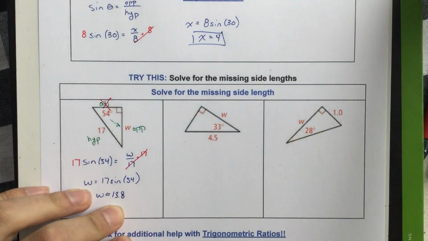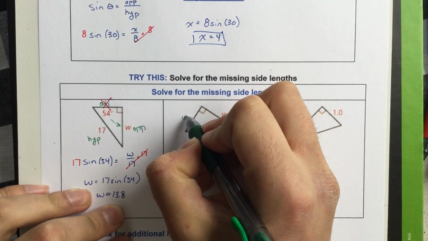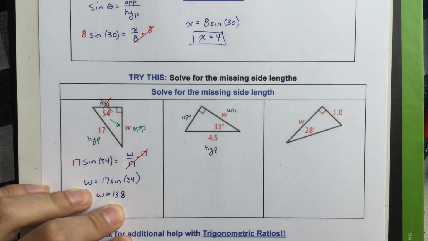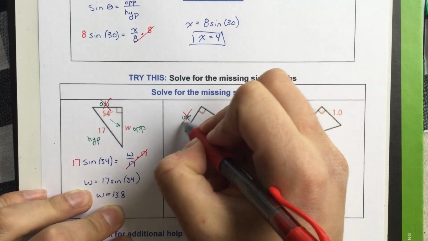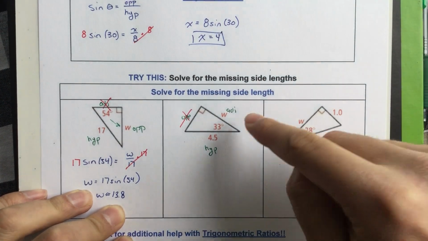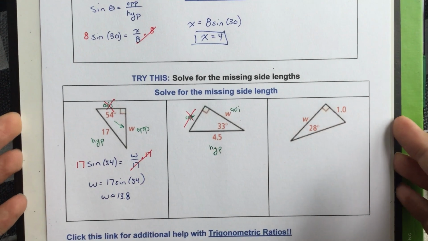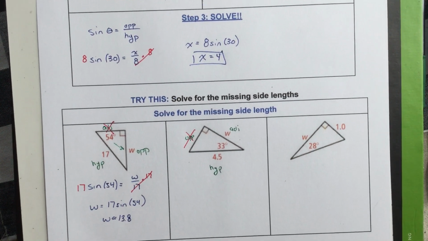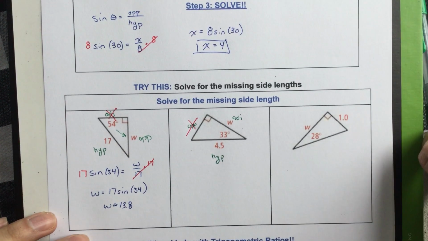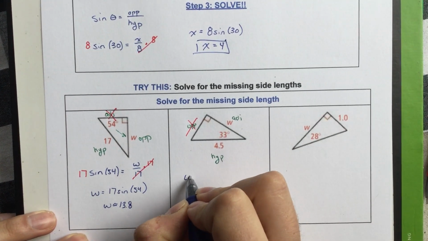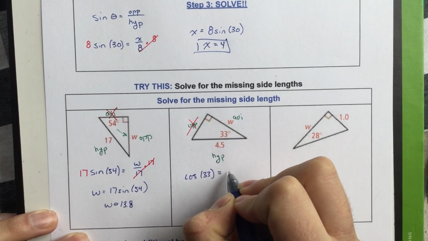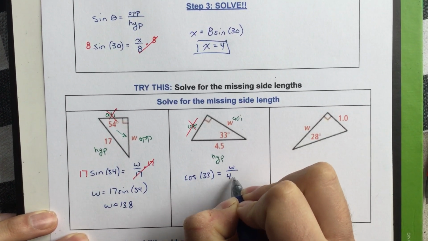First, I'm going to label. This is my opposite. This is my adjacent. This is my hypotenuse. So you can see here that we don't have the opposite. We have the adjacent and the hypotenuse. So which trig ratio would I use? Looks like I'm going to use cosine. The cosine of 33 equals the adjacent W over 4.5.